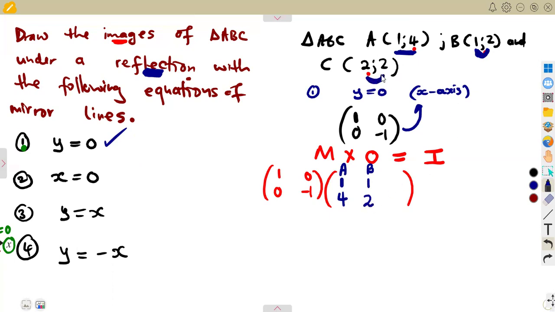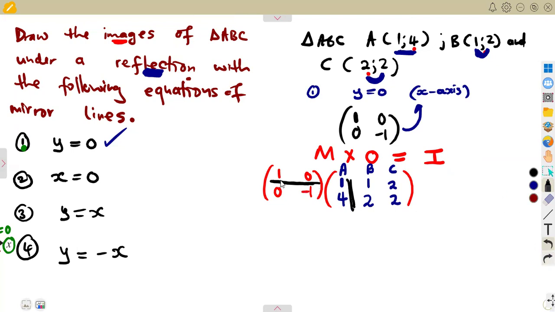C, that is 2, 2. So this is our point C, 2, 2, like this. So if I am to multiply this, I'm supposed to obtain the coordinates of the image. So remember your matrix multiplication, row by column. I want you to see what is simply happening. You're supposed to multiply this row times this column.